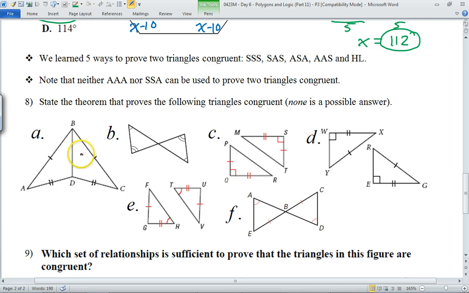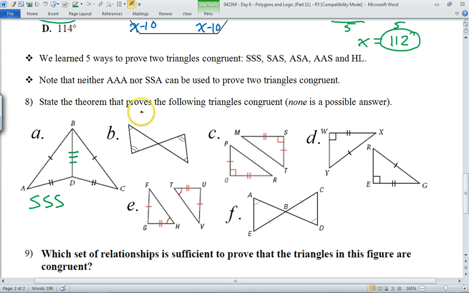So, let's go through each of these. Have you guys had a moment to do this yet? Okay, let me pause the tape so you can do it. All right, the finger thing is not going to work. We're just going to blurt it out. So what did you guys put for A? Side, side, side, because we're counting the shared side as one of the congruent sides.